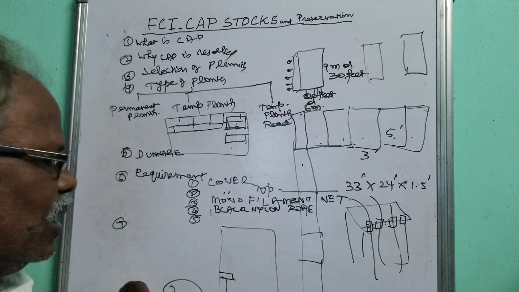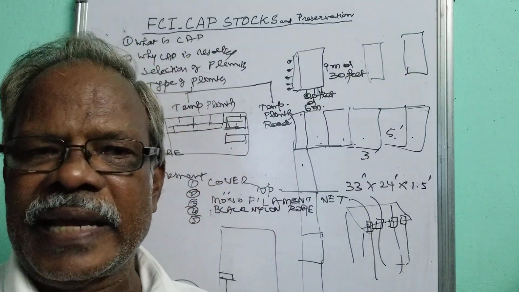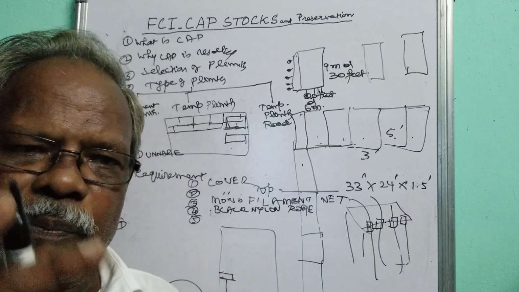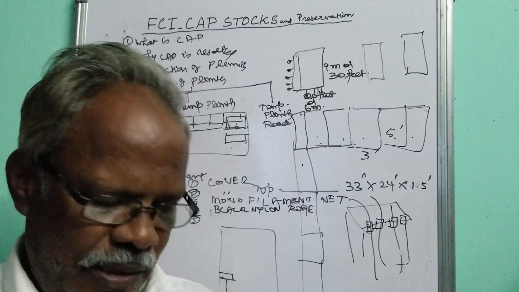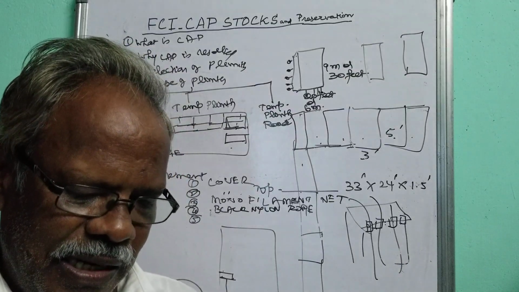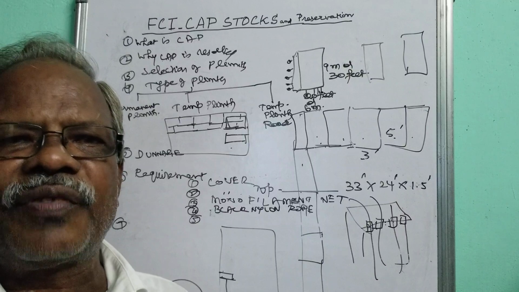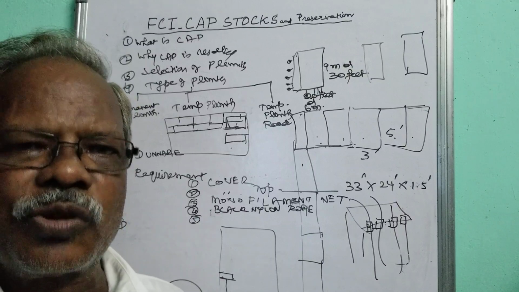7 into 20, 140 bags can be built in a layer. That means since it is 50 kgs, approximately 7 metric tons can be built in a layer. Totally 20 layers, 20 into 7, 140 metric tons can be stored.